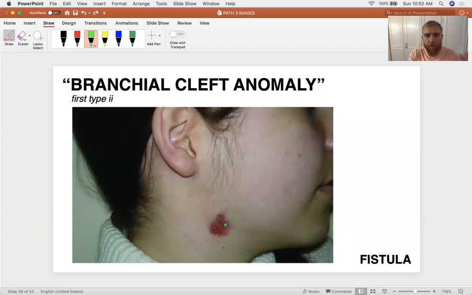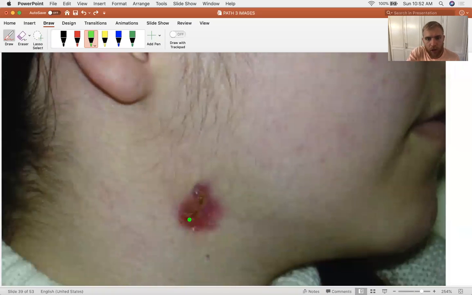This is an example of a fistula, and this is going to be a type 2 anomaly of the first branchial cleft. Your type 1 is here, your type 2 is there. And you can tell that this one in particular is a fistula because, well, look at how inflamed that is. And then you can tell that it's got some sort of yellowy discharge in the middle there, right?